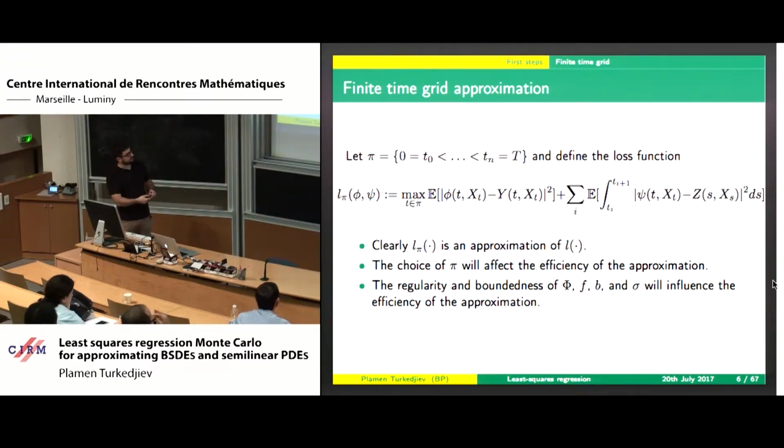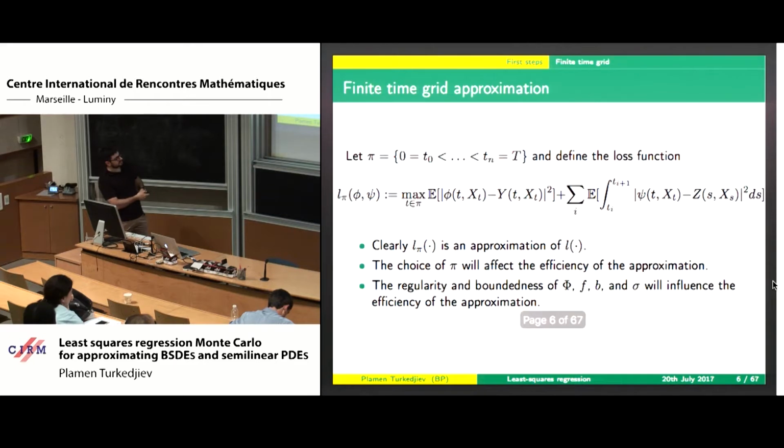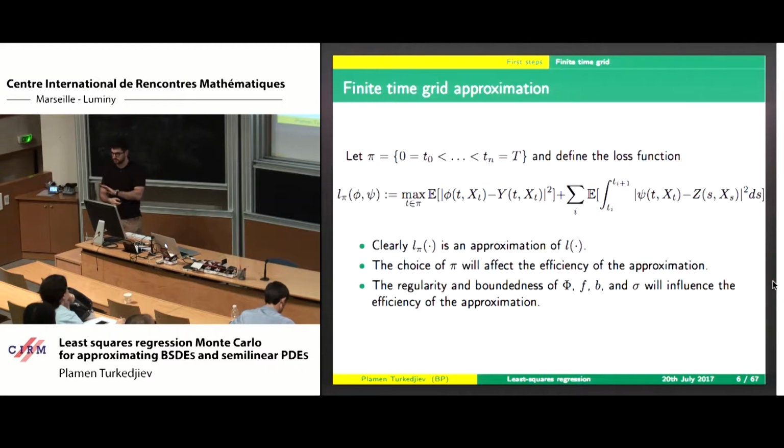And for the z part of the problem, I'm just going to measure the square error in the time intervals between each point of the time grid. Now, people who are watching will notice that the expectation is linear, so there's no difference between this and the previous equation, but we will discretize further in just a second, so don't worry. There's a reason I'm writing it like this. So L pi is going to be an approximation of L. L was our loss function.